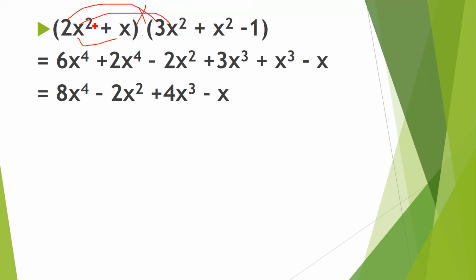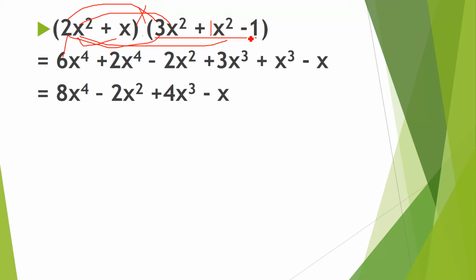You have to multiply 2x square first with this parenthesis, and then we will multiply positive x with this parenthesis. So start with this first. 3 times 2 is 6, so this is 6x square times x square. So we have to add the exponents. 2 plus 2 is 4, it would be x power 4. And then you have to multiply 2x square with x square, it will be 2x^4, right? 2 has no coefficient, it means it has coefficient 1, and 2 plus 2 is exponent 4.